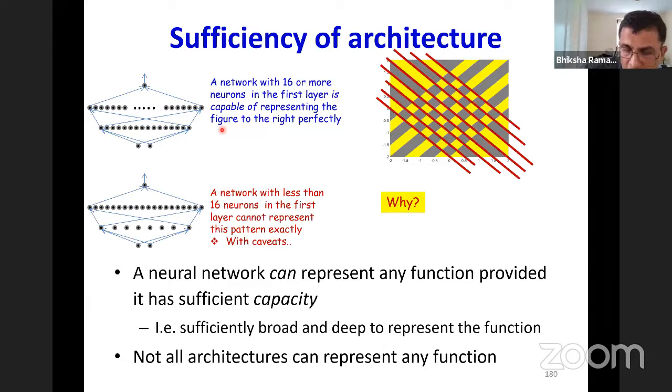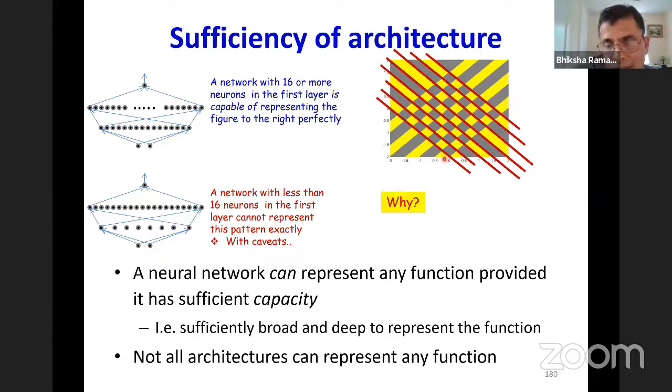But suppose I give you only 8 neurons in the first layer. What happens? Assuming I'm using threshold activation functions, there's no way I will be able to model this classification, this decision boundary, regardless of what you do in the second layer. If I give you only 8 neurons in the first layer, I can give you infinite neurons for the second layer. You cannot model this boundary.